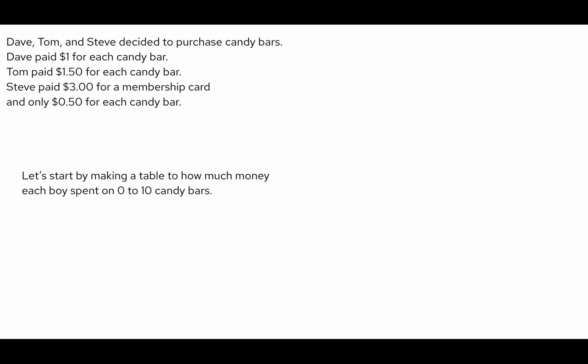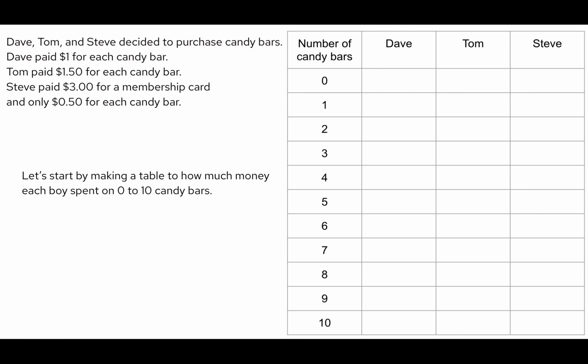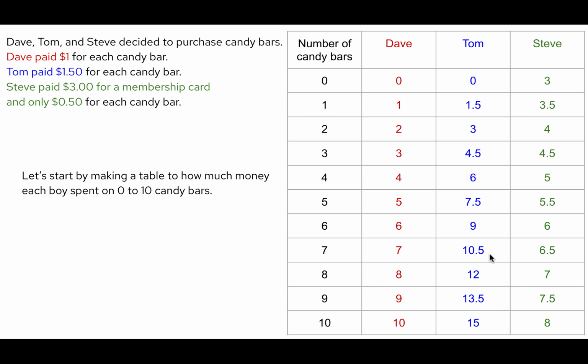Let's start by making a table to see how much money each boy spent on 0 to 10 candy bars. So we have the number of candy bars, and then we have Dave, Tom, and Steve. So we have 0 to 10. And for Dave, since he spent $1 on each candy bar, his is pretty easy to figure out. One candy bar is $1, two candy bars is $2, etc., all the way to 10. For Tom, he paid $1.50, so they are increments of 1.5.